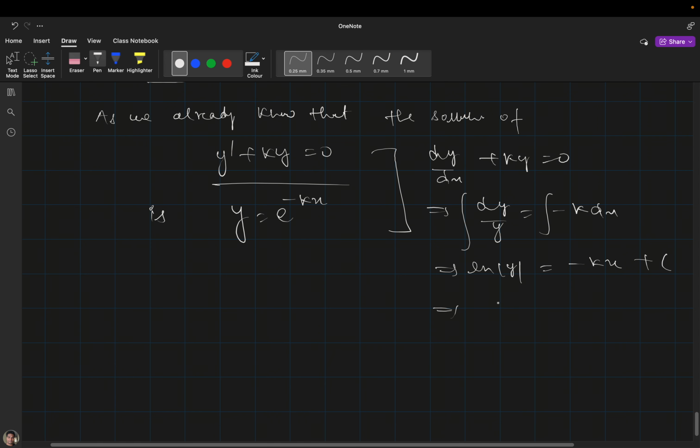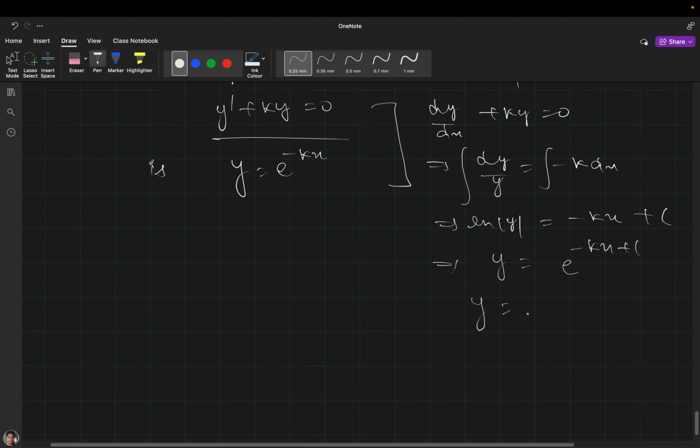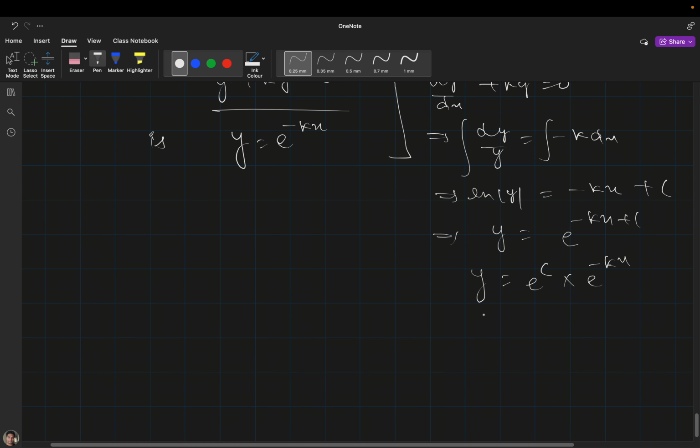So you will get y equal to e raised to the power minus kx plus c. I can also write e raised to the power c times e raised to the power minus kx. So I will assume that this is a constant c1 times e raised to the power minus kx. So you can see that the solution of this differential equation is this. Now you will ask, but c1 is also coming.